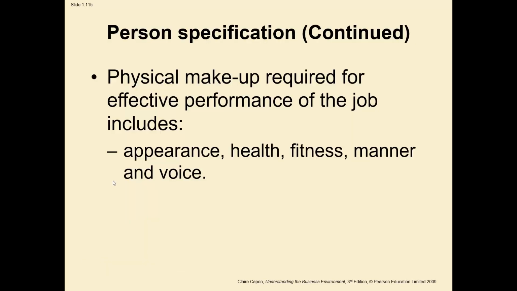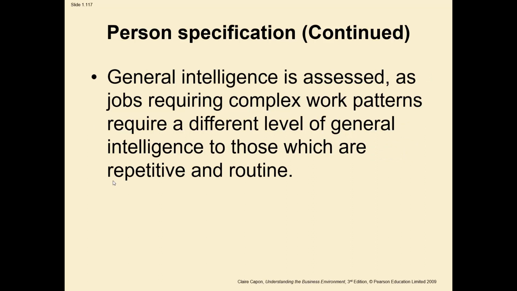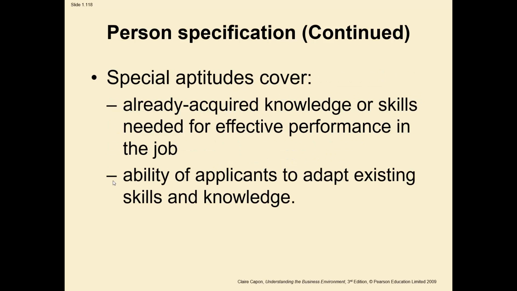Physical makeup provides for effective performance of the job and includes appearance, health, fitness, manner and voice, and can be somewhat superficial. Attainment deals with education and previous employment, covering qualifications and the type and amount of work. General intelligence is assessed because a job requiring complex work problems needs a different level of general intelligence than a repetitive routine one. So are you creative thinking, or is it process based? Special aptitudes are already acquired knowledge or skills required for effective performance in the job, such as qualified accountant or solicitor, and the ability to adapt existing skills and knowledge.